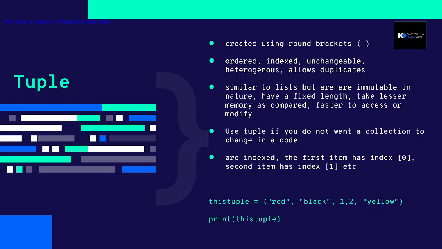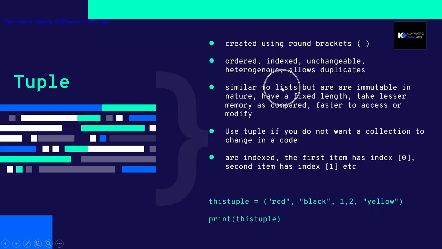They're indexed, again coming from the ordered, like they have a position number 0, 1, 2, 3 position. They're unchangeable or immutable. This is very important. Tuples are immutable or unchangeable, which means you cannot change a tuple. They're heterogeneous, as you can see here, and you can have a text item in a tuple as well as a numeric field. So it's heterogeneous, and it allows duplicates.